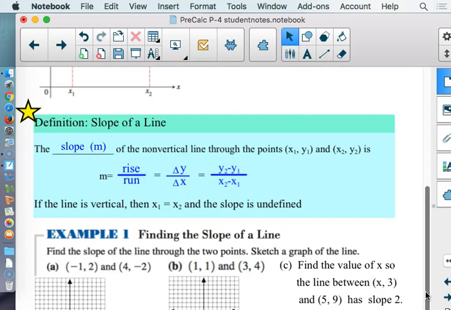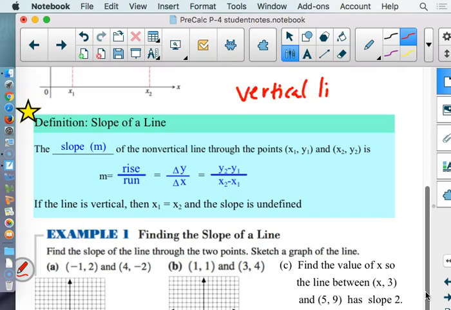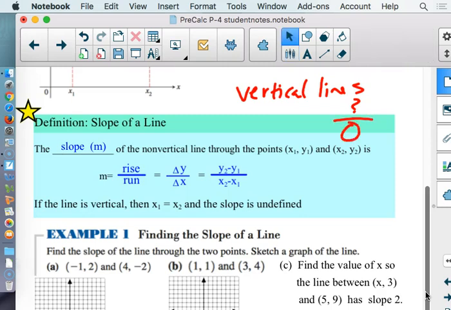If the line is vertical, x sub 1 equals x sub 2, and the slope is undefined because for vertical lines, you have some number over 0. Because vertical lines don't have a run, and we can't divide by 0, so that's why that's going to be undefined. That's just how it works.